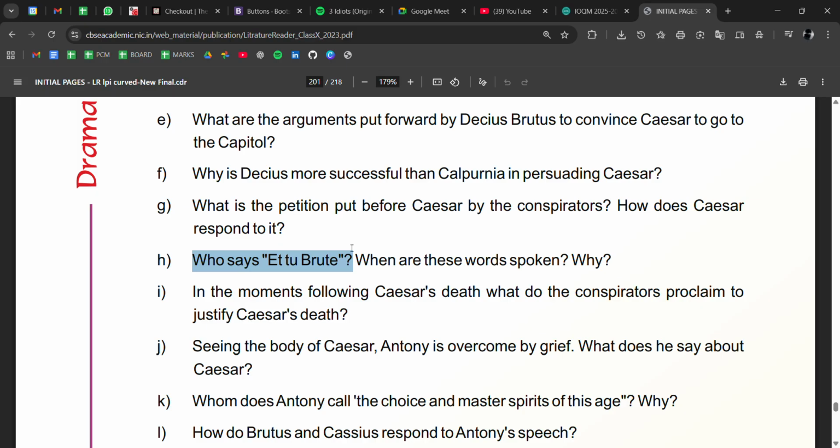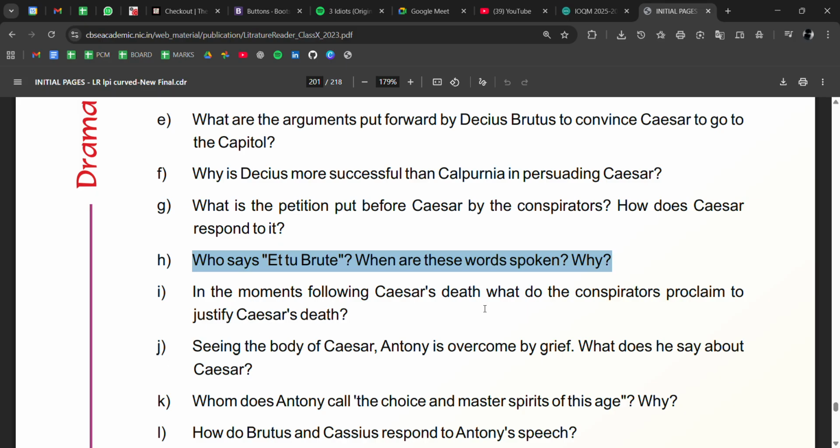These words are of great significance because they show how much trust Julius Caesar had in his friend Marcus Brutus. Marcus Brutus ultimately resorted to killing Julius Caesar just because he was convinced by Cassius that Rome is in danger because of Julius Caesar. And that is why Brutus stabbed Julius Caesar.